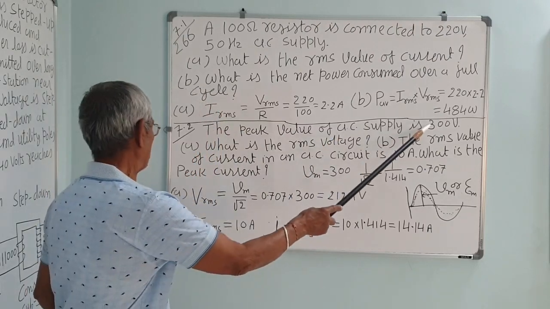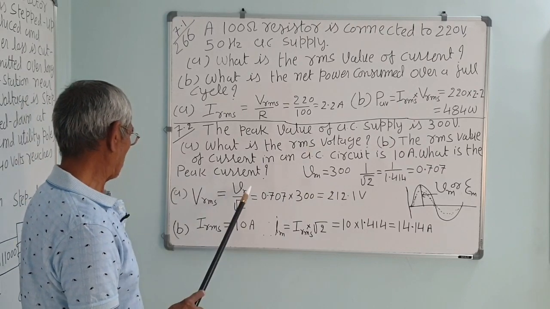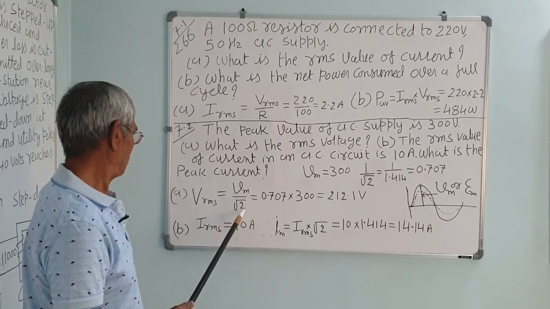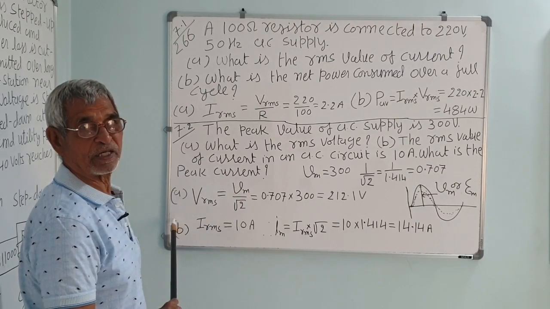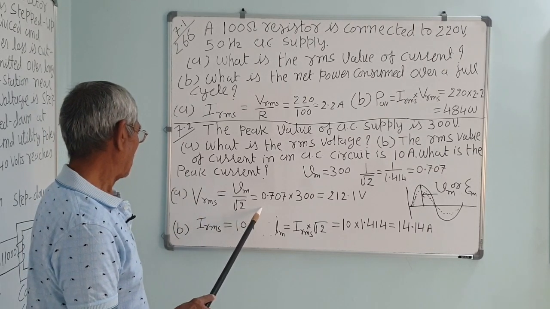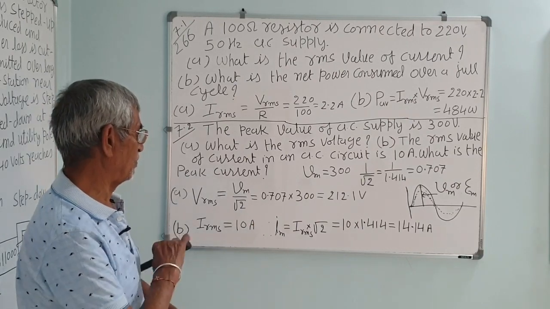So, if the peak value is 300 volt, what is the RMS voltage? The RMS voltage is the maximum or peak value upon under root 2. Correct? Similarly, in the case of current, I RMS is equal to I maximum upon under root 2. These are the equations you should remember.